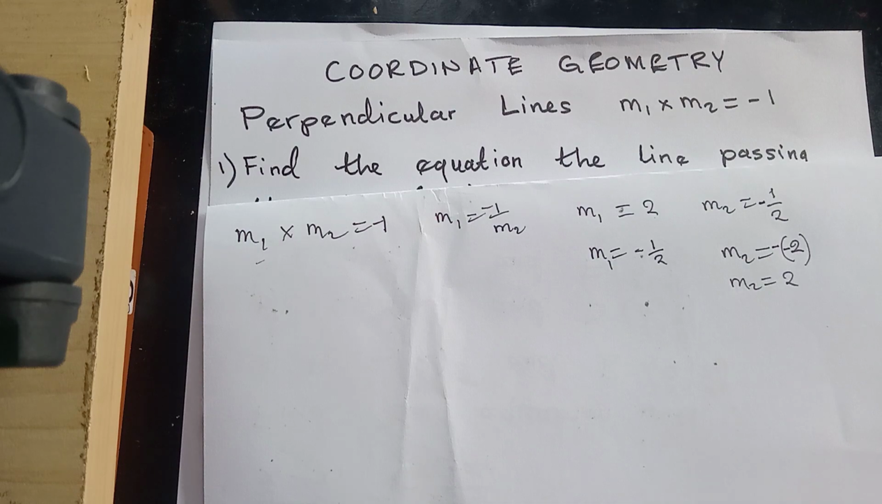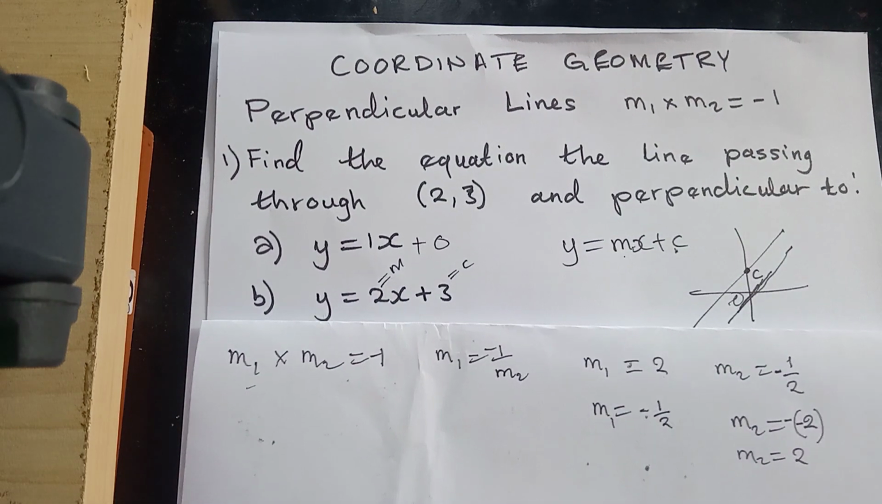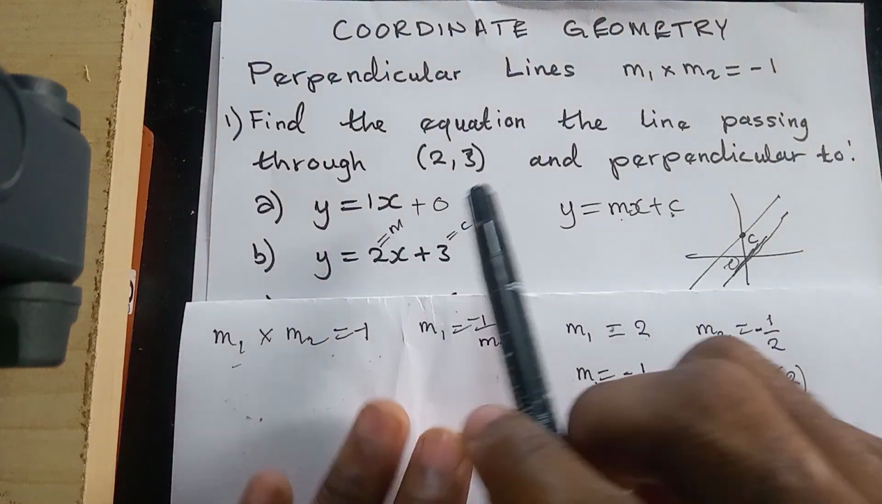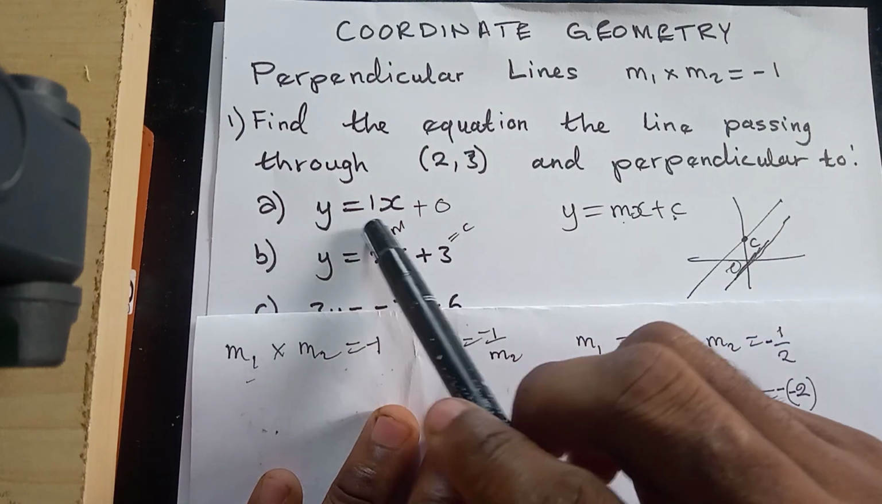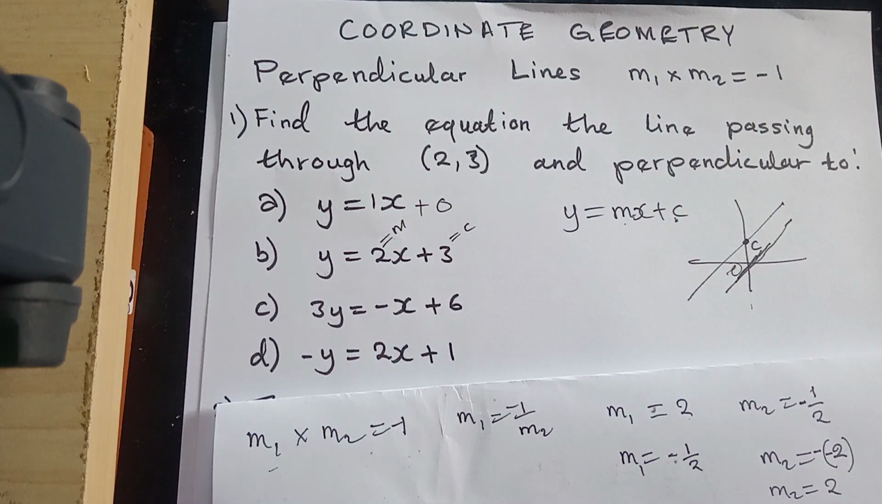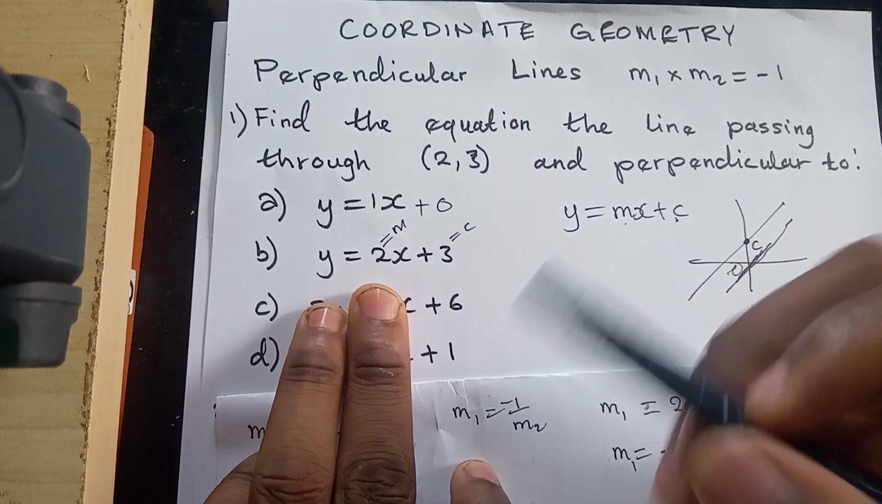So now let's look at examples. Find the equation of the line passing through 2, 3 and perpendicular to this. So this is my second attempt. I made the mistake in the previous video.